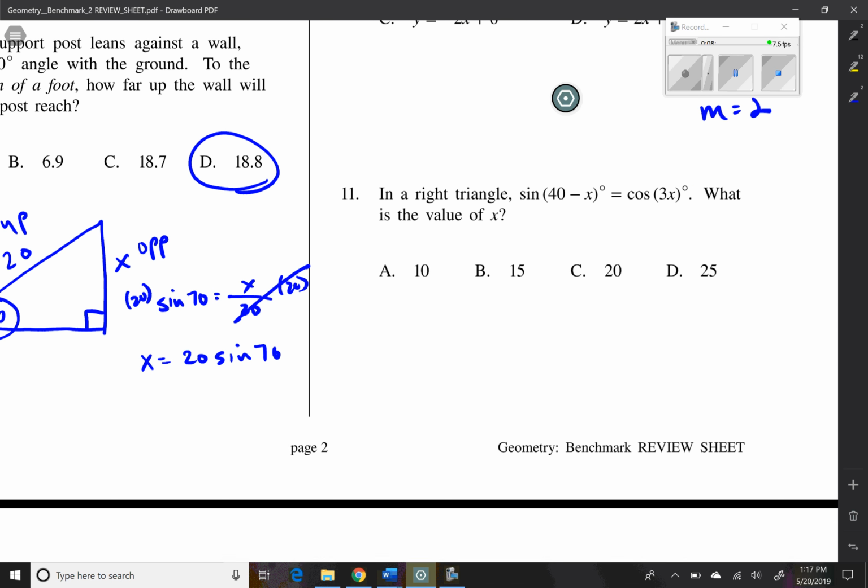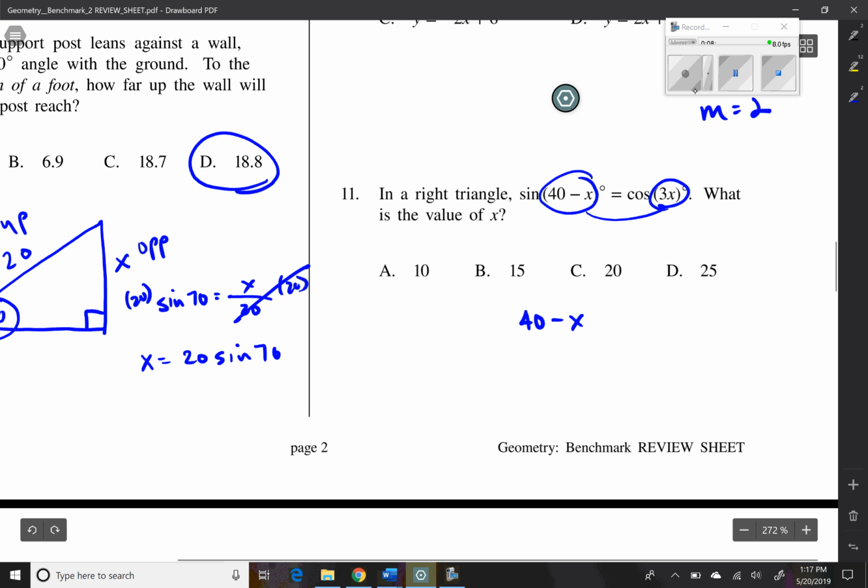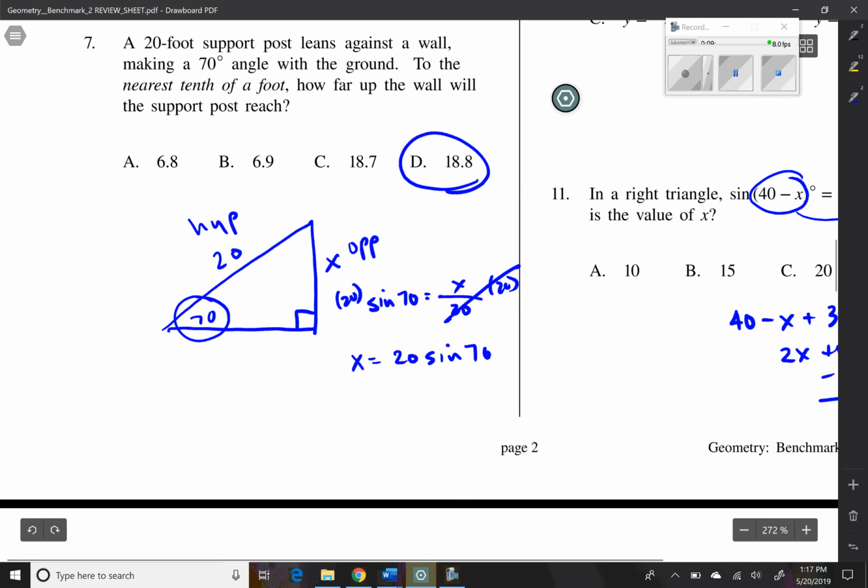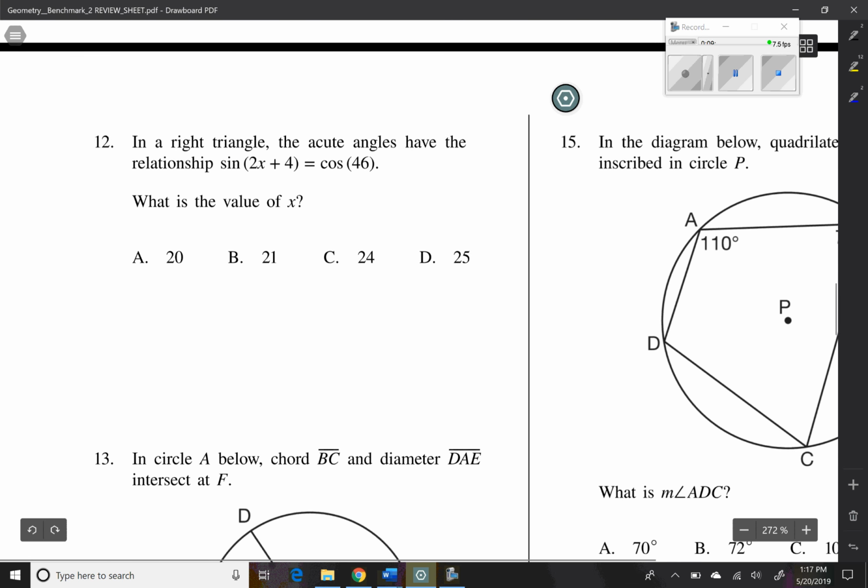Number 11, in a right triangle, the sine of an angle is equal to the cosine of its complement. So if these are equal to each other, these two angles must add up to 90 degrees. So I have 40 minus x plus 3x equals 90. That's the only way to make these true. So I have 2x plus 40 equals 90. Subtract 40, and I have 2x equals 50, so x is 25. That's what they wanted me to find. So now I know my value of x.